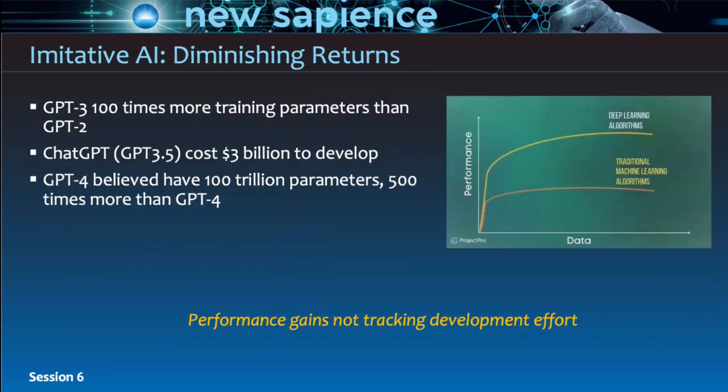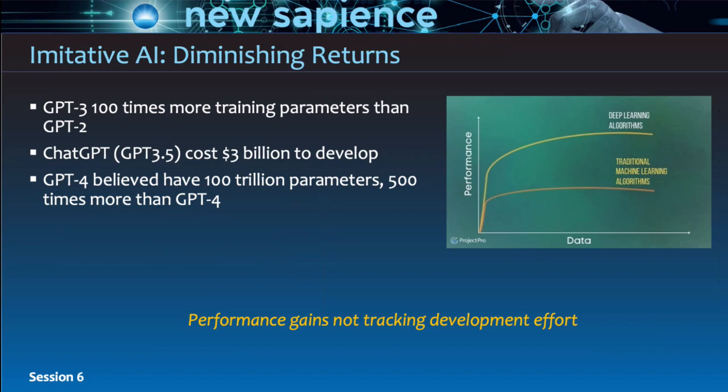But perhaps even more important is that even though they require massive resources, doubling or tripling resources does not double or triple the performance of the system. Quite the opposite, in fact. GPT-3 from OpenAI had 100 times more training parameters than GPT-2. GPT-3.5, which is behind ChatGPT, cost $3 billion to develop, and it takes millions of dollars a day just to operate, by the way. GPT-4, which is believed to have 100 trillion parameters, 500 times more than GPT-3, again doesn't have 100 times more performance. In fact, it has a little better performance.